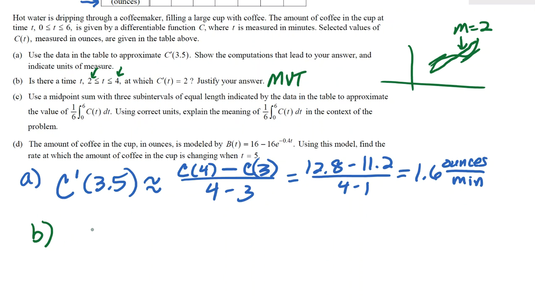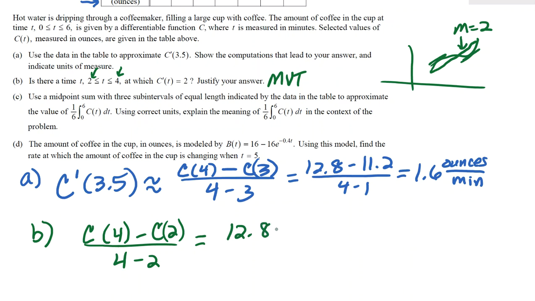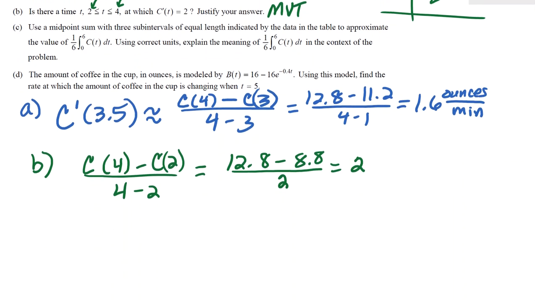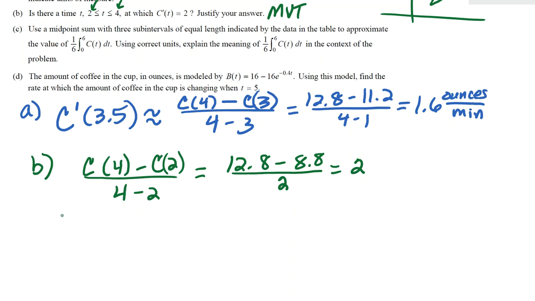So if we wrote C of 4 minus C of 2, let's find out what the slope of this secant would be here, and find out if they gave us a good hint. So reading from the table, we have 12.8 minus 8.8 divided by 2. And sure enough, that's equal to 2. So they've given us an interval where the slope of the secant is equal to 2. So all we have to do now is mention that we can use MVT because the hypothesis has to be satisfied first. Well, what did we know here?